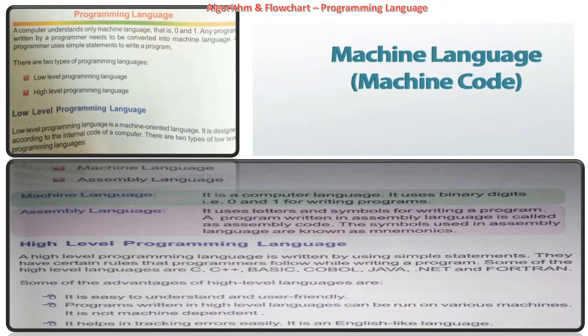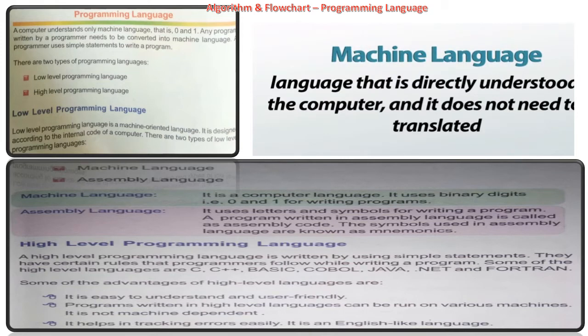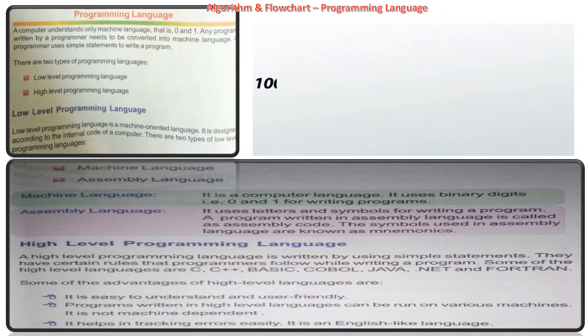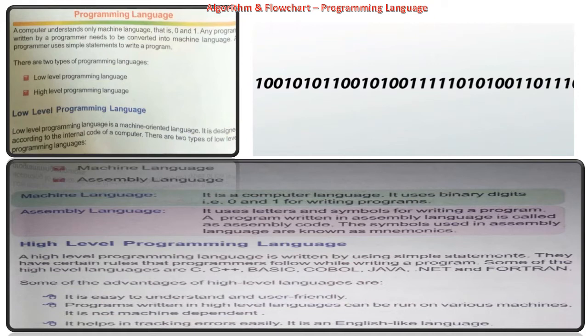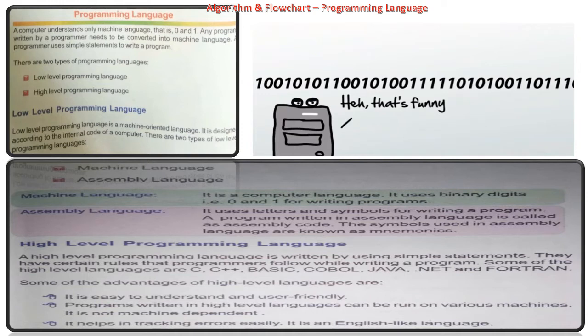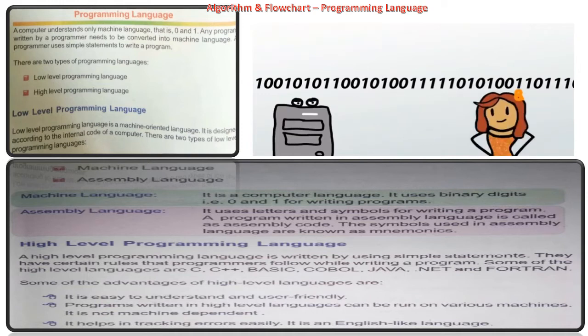Low-level program is a machine-oriented language. Only computer can read this code or language. There are two types of language in computer.